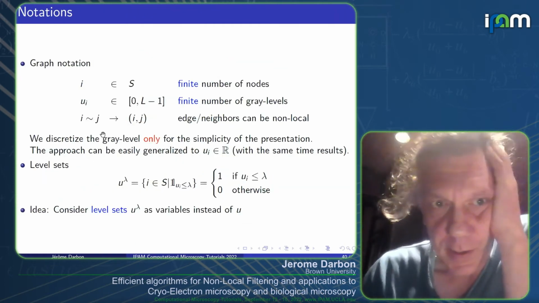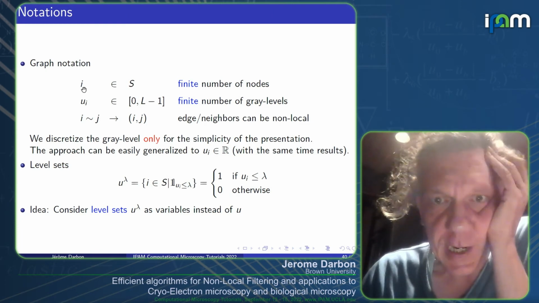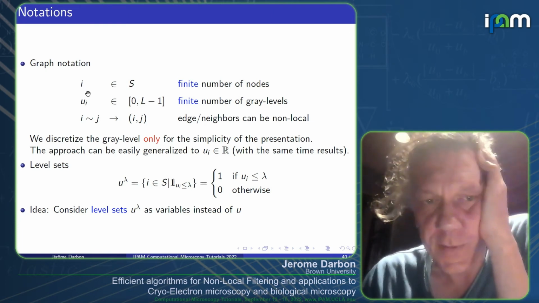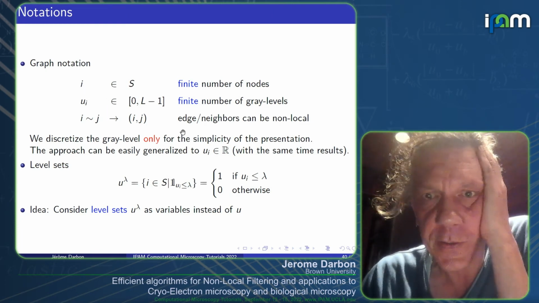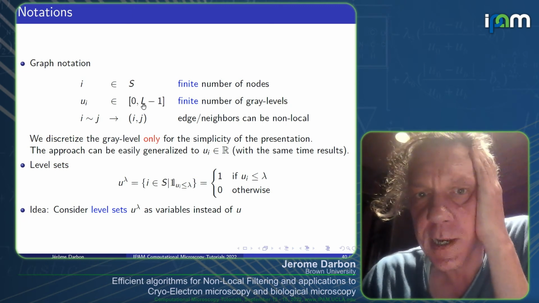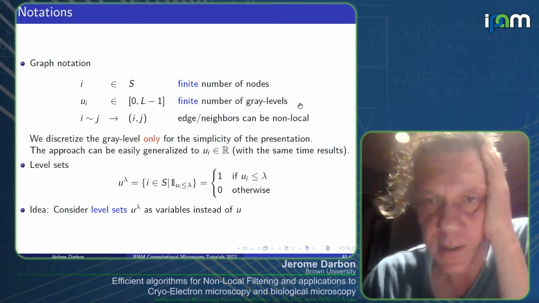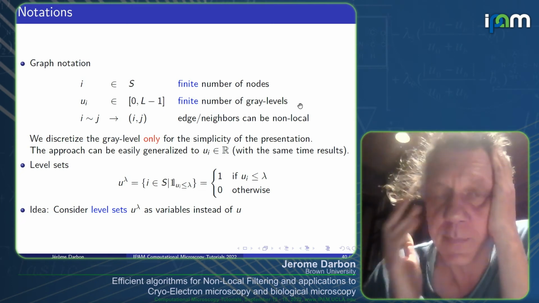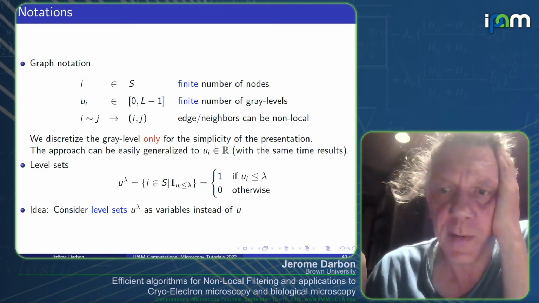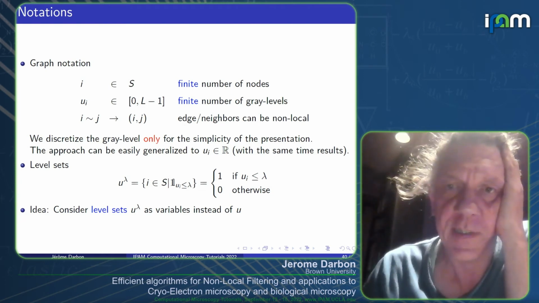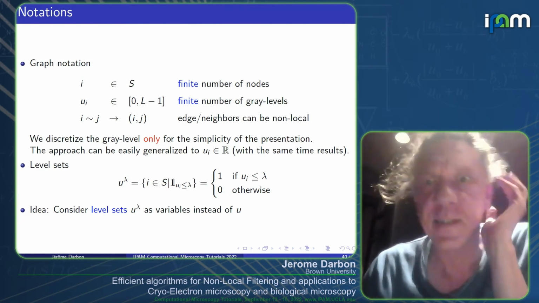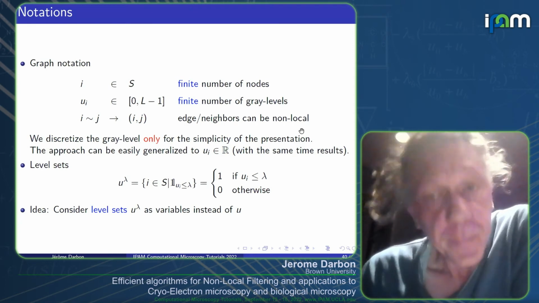So just quickly, for some notation, I is the index of a pixel, and u_i is its value. For simplicity, I'm going to discretize the gray levels of the image because it simplifies the presentation. I only need 3 slides to do it. Otherwise, it gets more technical.